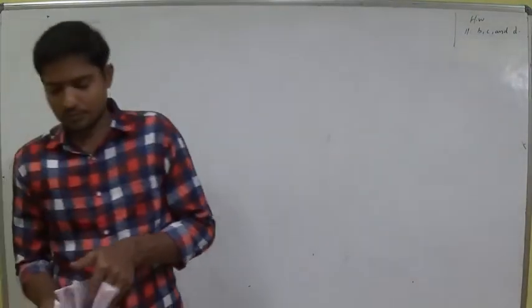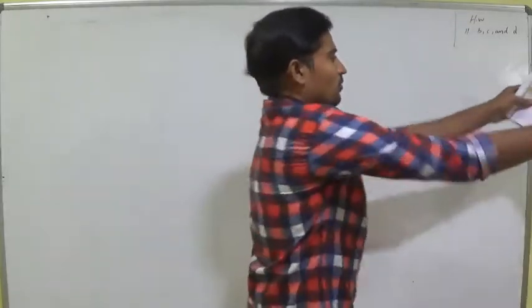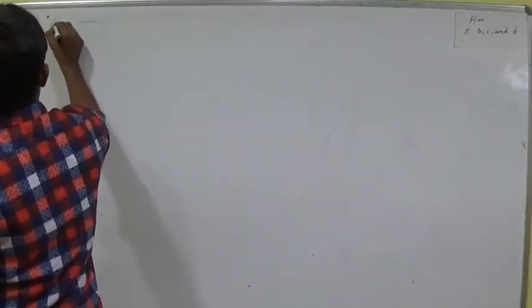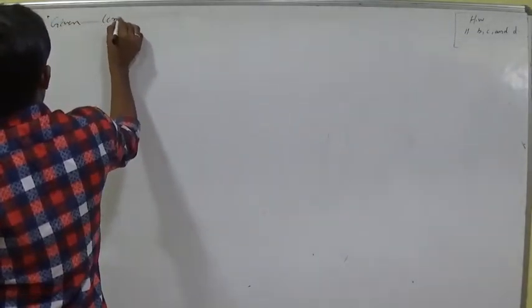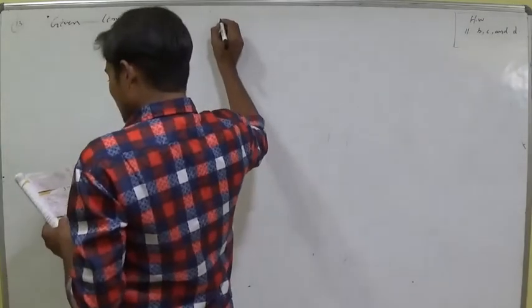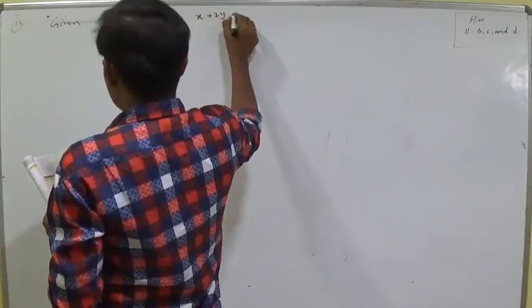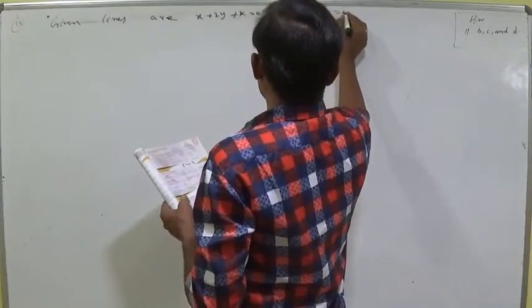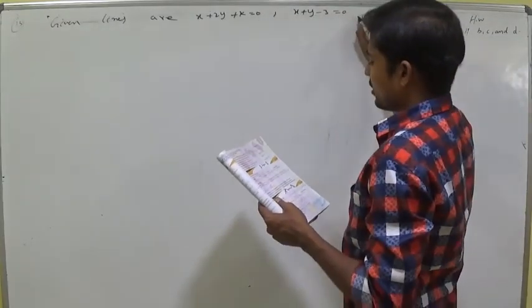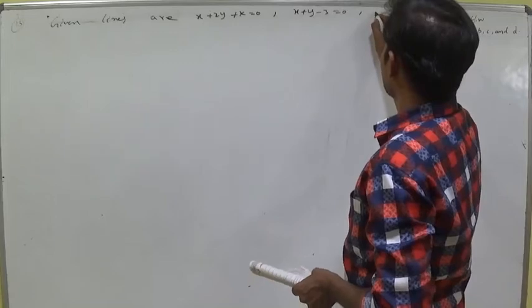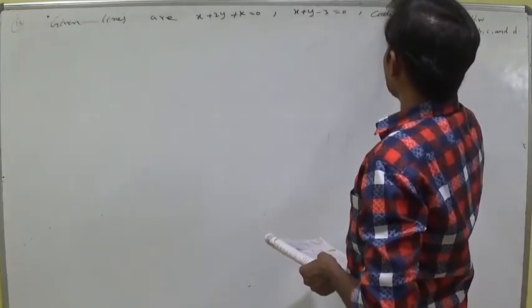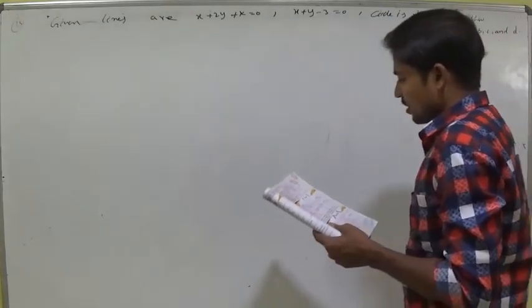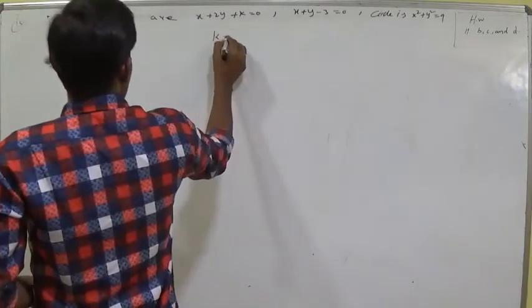See, the given lines x plus 2y plus k equal to 0, x plus y minus 3 equal to 0 are conjugate, and the given circle is x square plus y square equal to 9. Then find the value of k.